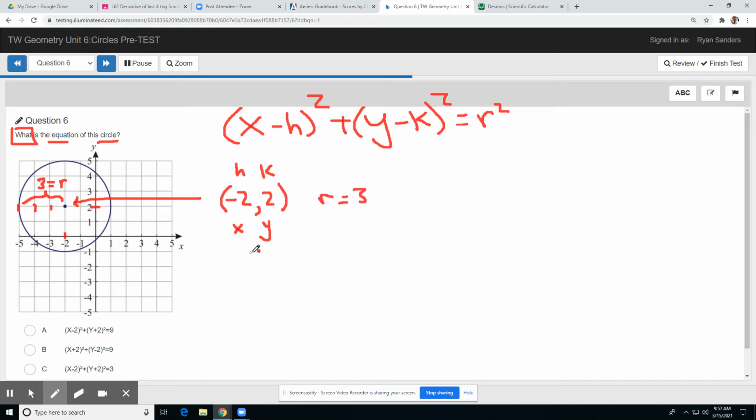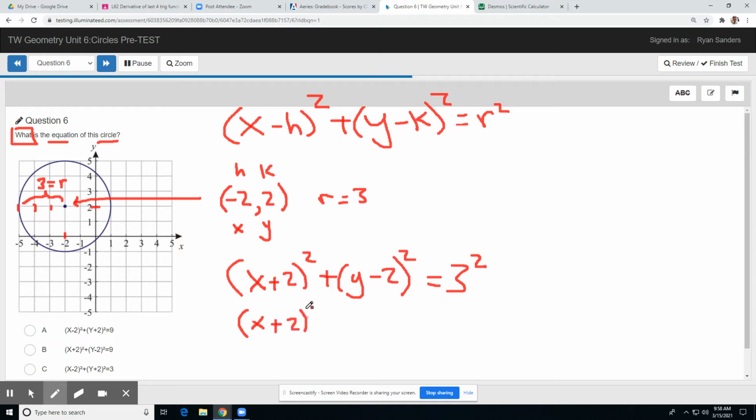Plug everything in, and you can use my opposite trick as you do it. So x, the opposite of -2 is +2. And this is where the opposite trick really helps, is when you have negatives. A lot of times we as students get confused when we have negative, what it is. So opposite of -2 is +2. If you plugged it in, that'd be the double negative, making positive. Y, the opposite of +2 is -2. And our radius is 3, and then we're supposed to square it.